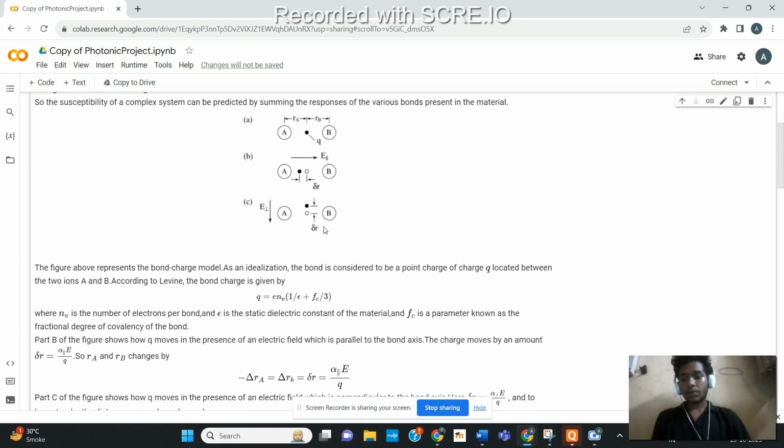The figure above represents the bond charge model. Here, the bond is treated as an idealization, in which the bond is considered to be a point charge Q, which is located between the two ions A and B. Here, Ra and Rb are the covalent radii of A and B, and the bond length is the sum of Ra and Rb.